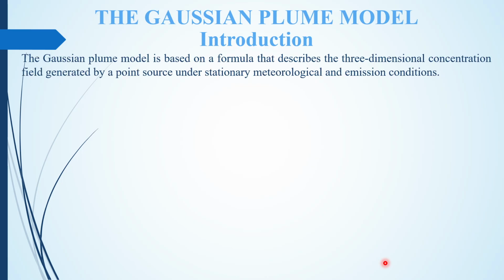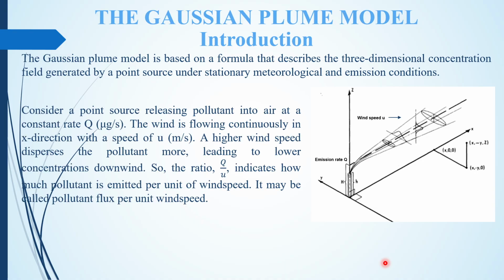The Gaussian Plume model is based on a formula that describes the three-dimensional concentration field generated by a point source under stationary meteorological and emission conditions. Consider a point source releasing pollutant into air at a constant rate q. The wind is blowing continuously in the x direction with a speed of u, and we know that a higher wind speed disperses air pollutant more, leading to lower concentration downwind.